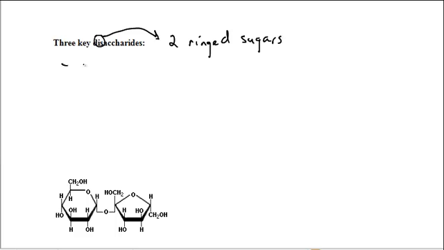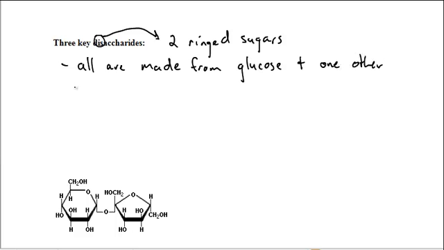In this case, not all disaccharides, but all 3 that we're looking at are made from glucose plus one other monosaccharide. And how do they come together? They use a reaction we learned about last day via a dehydration synthesis.